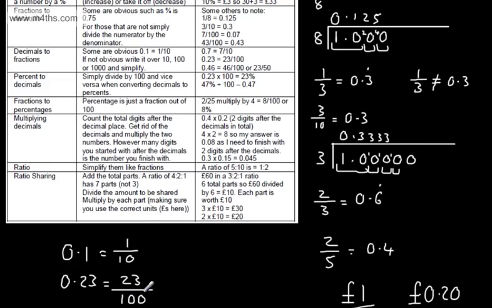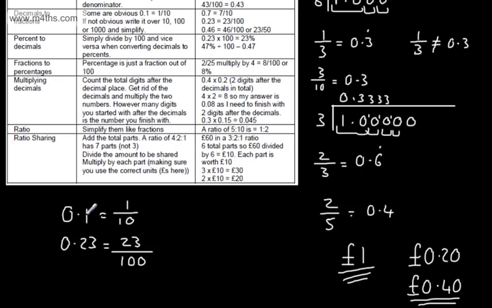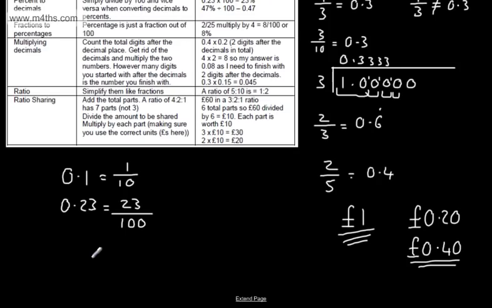What have I done here? Well, let's think about this logically. These are tenths, so I'm going to have 1/10. These are hundredths, so I've got 23 100ths. If I could simplify this, I would.